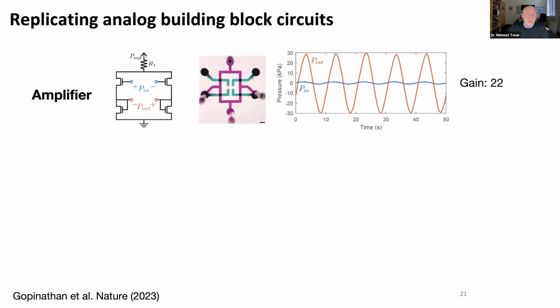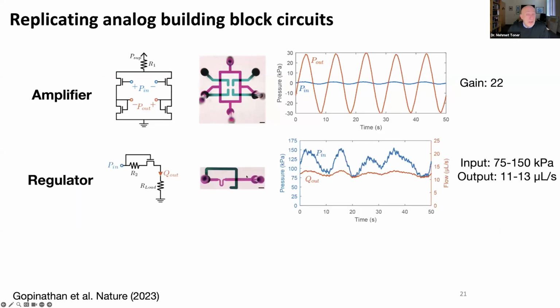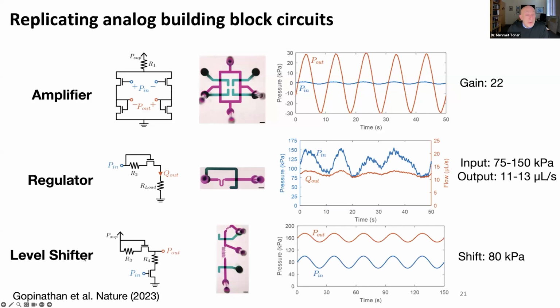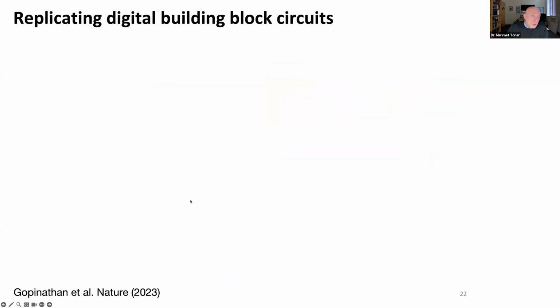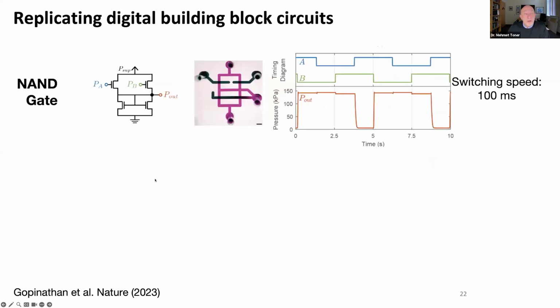Now we have solid versions of this. We're pushing up to 100, 120. You can do a regulator: you have a noisy input, and you can regulate it. A shifter: without changing the signal, you can shift it. These are all analog equivalents of electric circuits, and you can see the electric circuit and the microfluidic circuit here. But you could also do digital analogs as well.